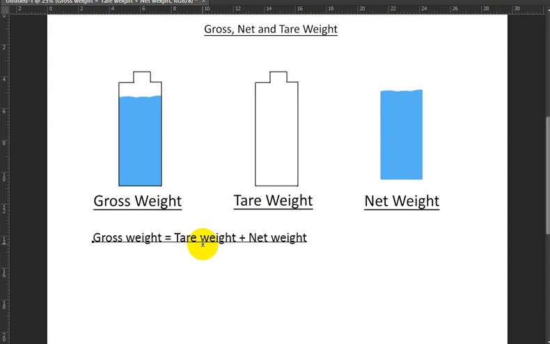And indeed, if we were to subtract from the gross weight, which is the total weight, the tare weight, just the bottle, what would we be left with? We would be left with the weight of the water, which in this case is the net weight. So the second thing that we can say about these weights is that the net weight is equal to the difference between the gross weight and the tare weight.